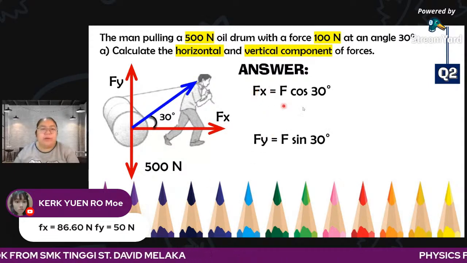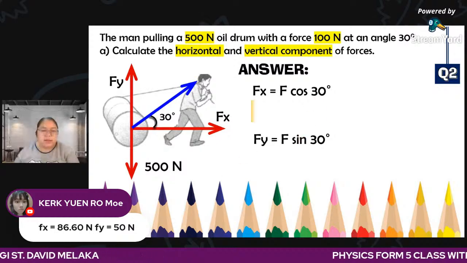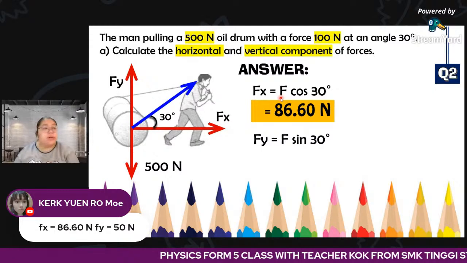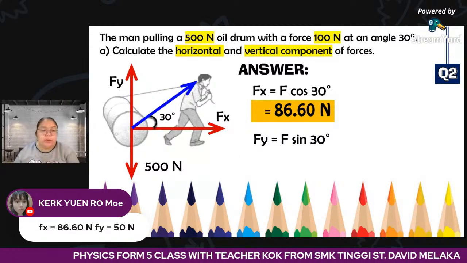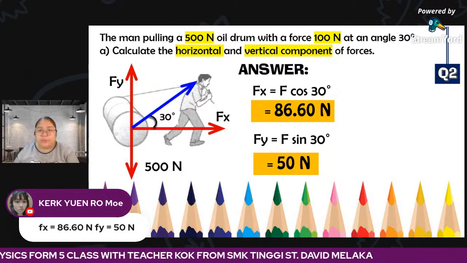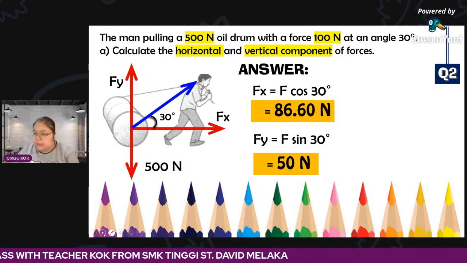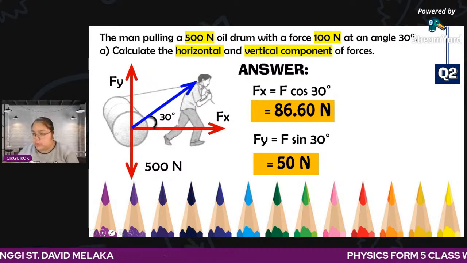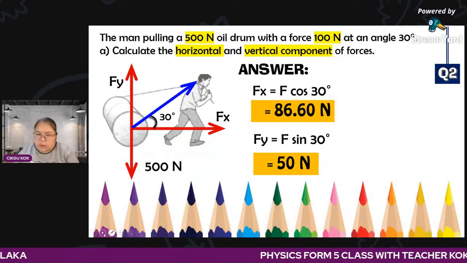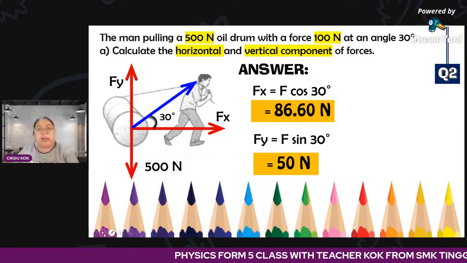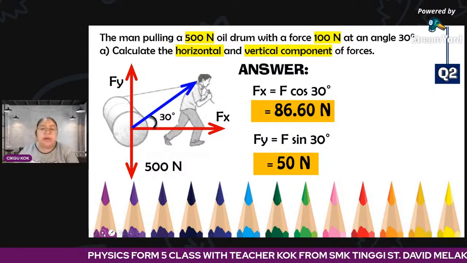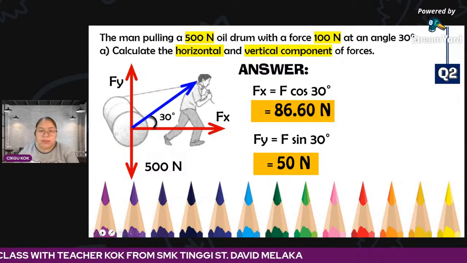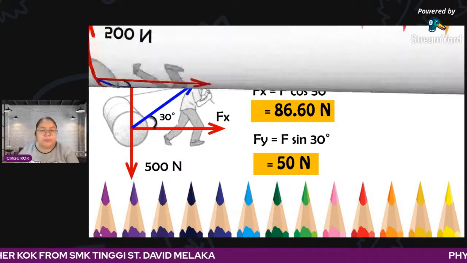Okay, Fx we're using cos, Fy using sine. The first one, Fx is 86.6. Okay, correct. For the sine one, it's 50 Newton. Correct. For the students' answers, Euro is correct for the Fx. Charan is also correct, and Charan for the Fy is also correct. So remember, we're using capital letters. Okay, 50 Newton. Then we continue to the second sub-question.